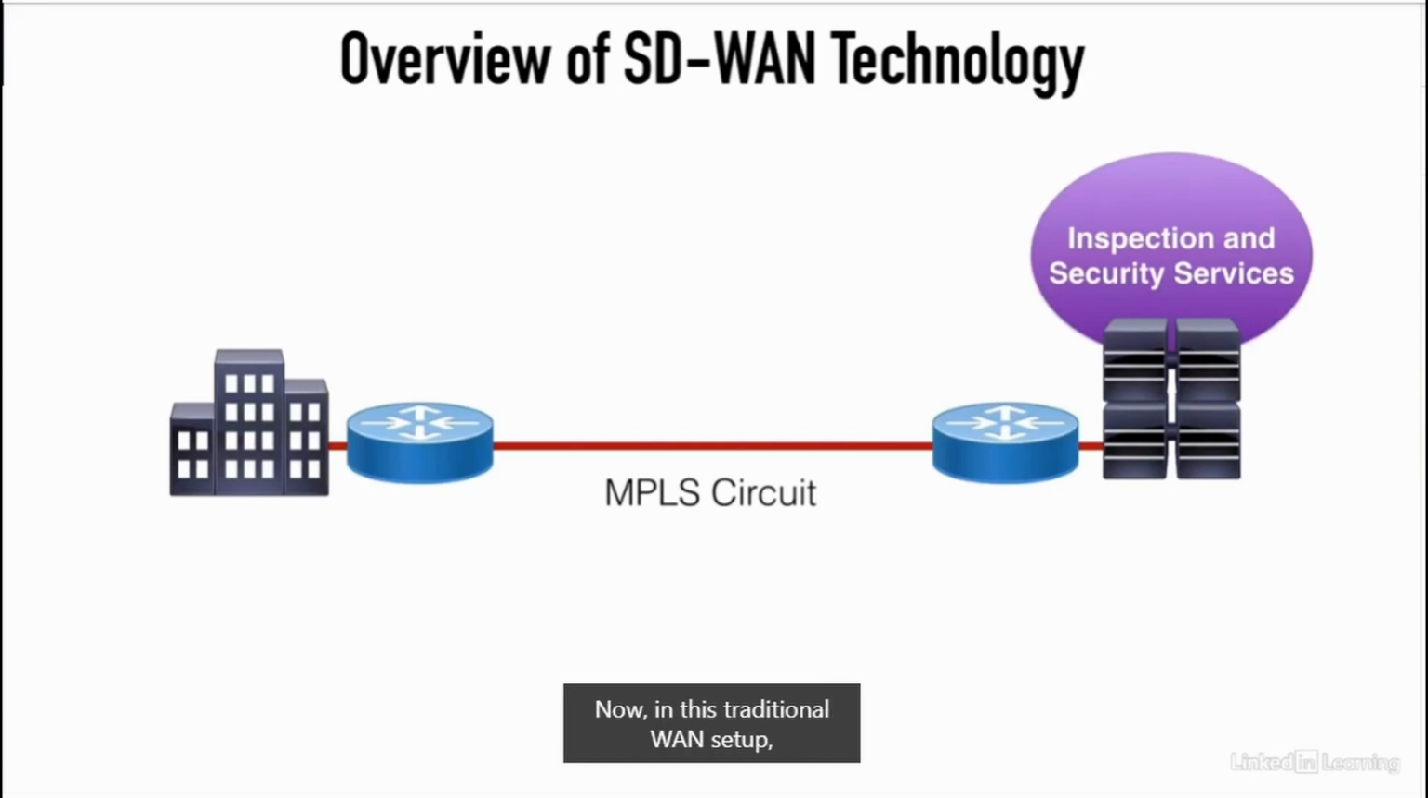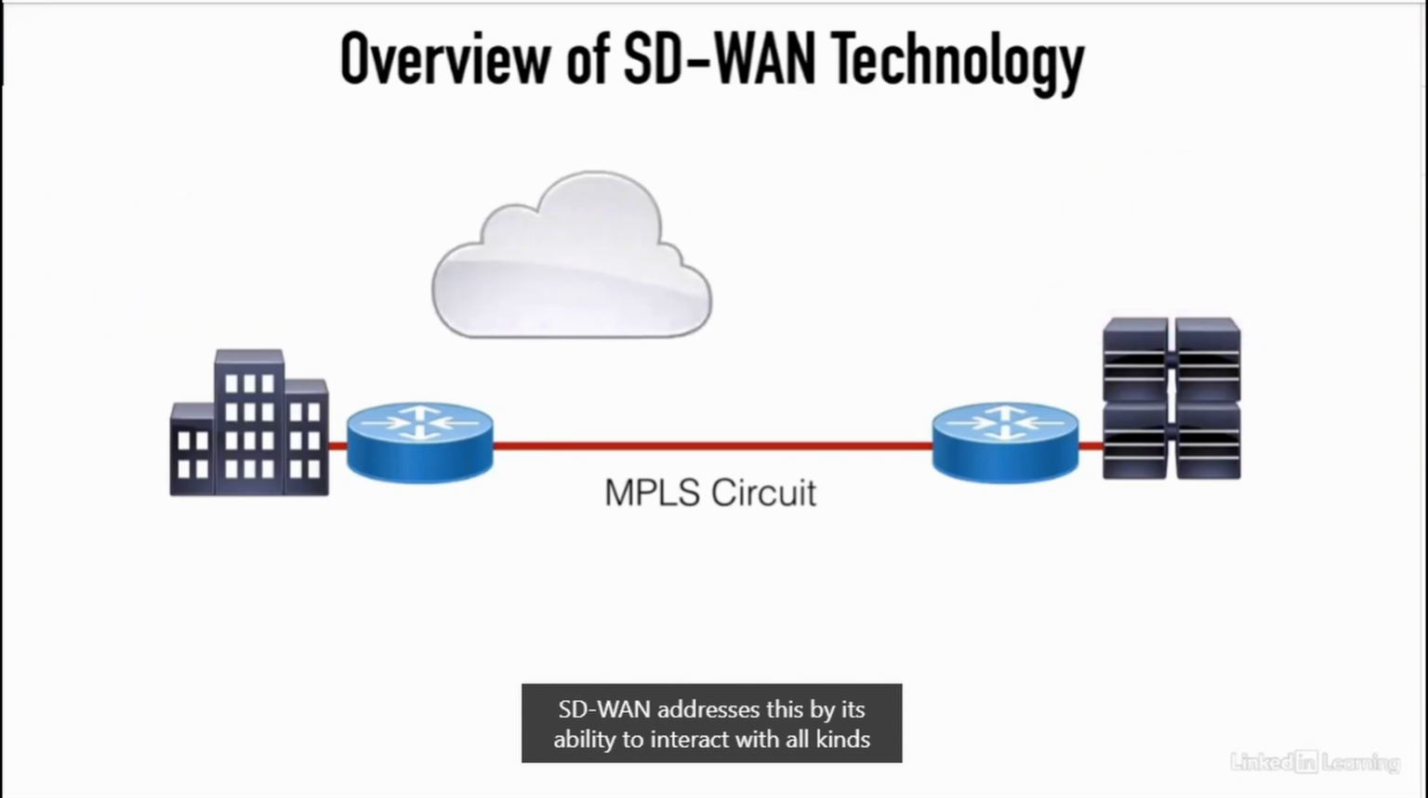Now, in this traditional WAN setup, all of the traffic from the branch is backhauled to the data center for those security services. That includes traffic destined to the cloud or the public internet and traffic destined locally within the organization as well. So as we mentioned, and as you can probably imagine, this can cause a myriad of performance issues and delay. Depending on your circuit speed, it can cause some bandwidth issues on the MPLS connections.